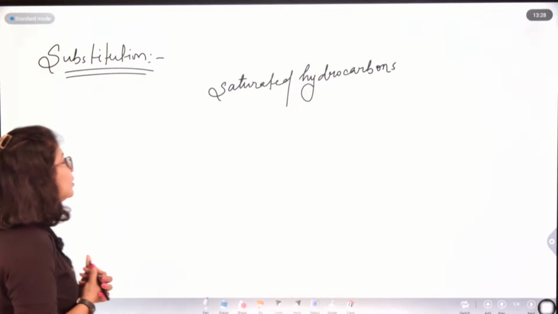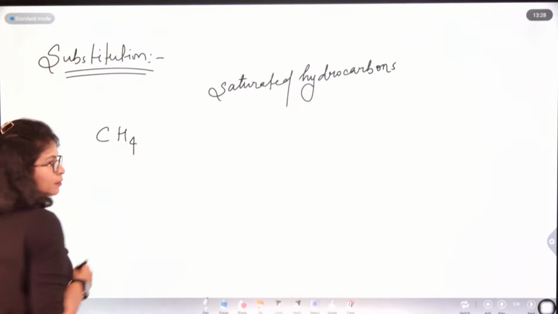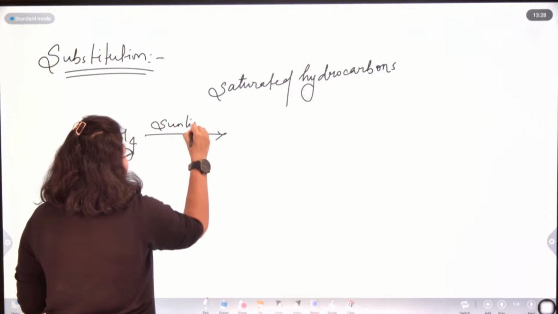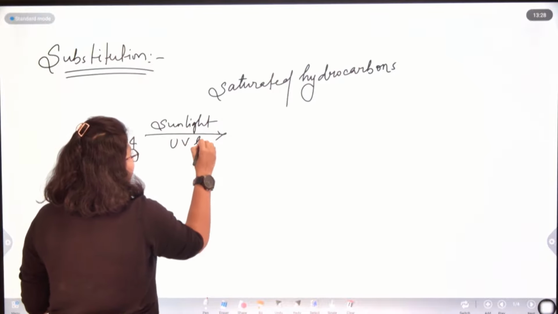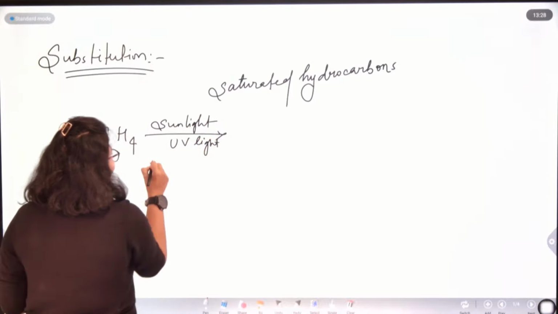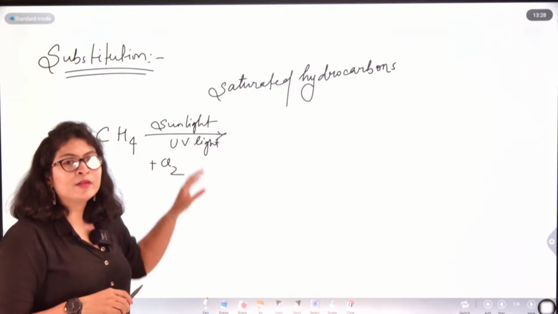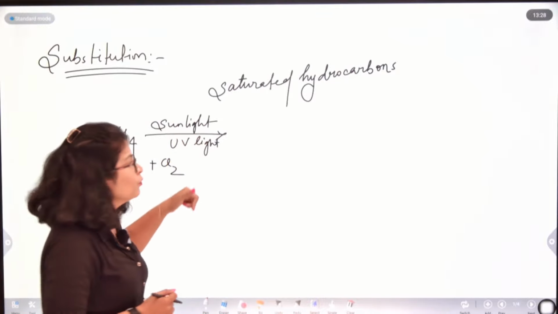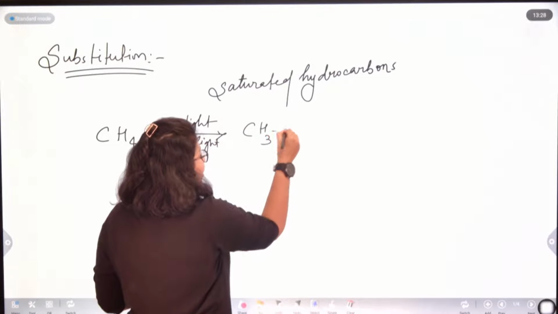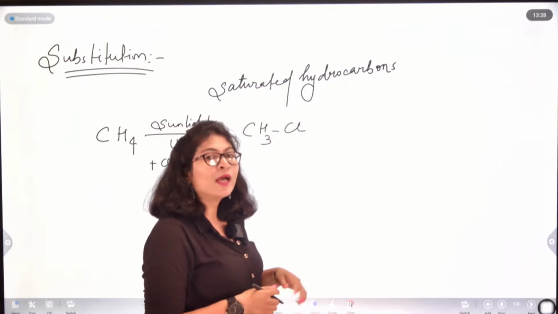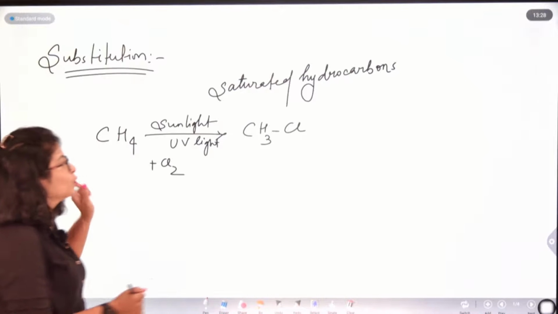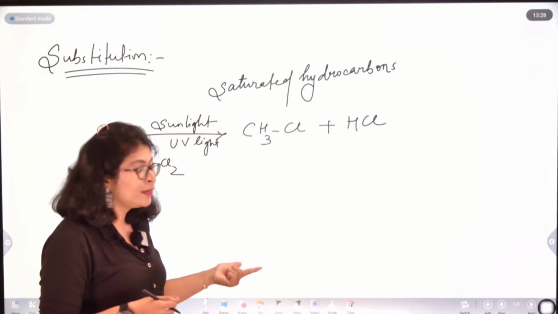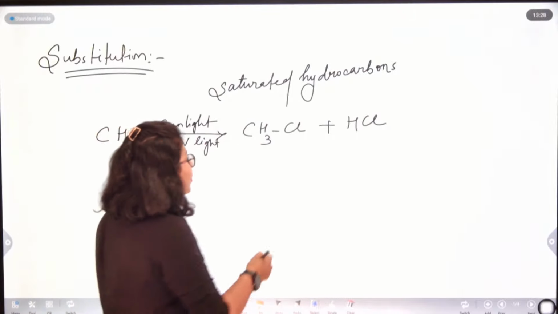Suppose I'm taking an example, CH4, methane. Now I will impose sunlight or UV light and add a chlorine molecule. I will react this methane with a chlorine molecule in the presence of sunlight or UV light. One hydrogen will be substituted by one chlorine atom, and the leftover chlorine atom and hydrogen atom will combine to form HCl, hydrochloric acid. And in the process, I'm getting CH3Cl.